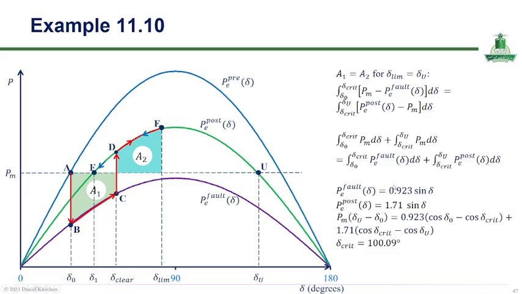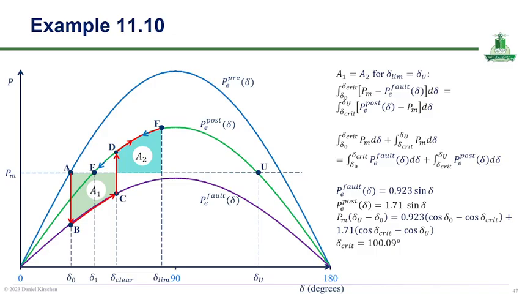So this slide also represents the mathematical application of the equal area criterion to determine the critical clearing angle for transient stability analysis. The accelerating area A1 during the fault condition is equated to the decelerating area A2 after fault clearing to maintain system stability. The slide shows the integral formulation of the criterion using the fault and post-fault electrical power equations.